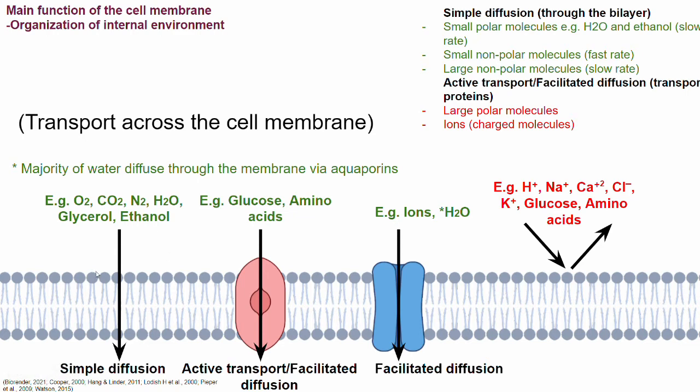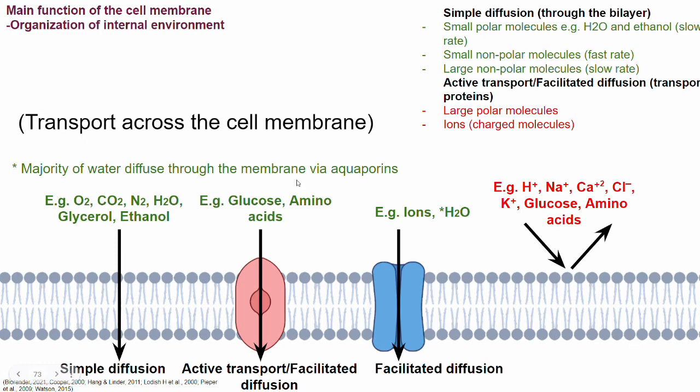But they go through at different rates. Small polar molecules go by a very slow rate, so they slowly go inside the cell or outside the cell. In the case of small nonpolar molecules like oxygen and carbon dioxide, they go really fast, at a very fast rate. Large nonpolar molecules go through at very slow rates. So testosterone can be absorbed inside the cell very slowly, but it can go without the need, as I said, of any proteins.